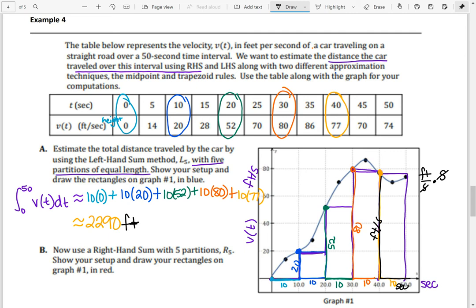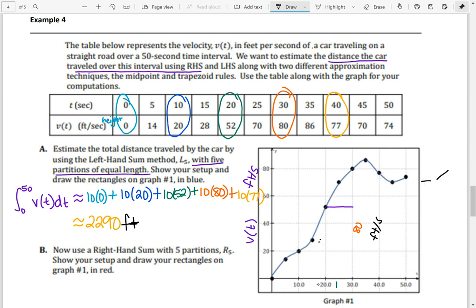So feet. So according to this estimation, the car traveled 2,290 feet in 50 seconds. And I can tell because there's still a lot of area left over underneath, it's probably even more than that. Now let's try using a right-hand sum. So I will pause this, draw the rectangles, and come back in just a second.